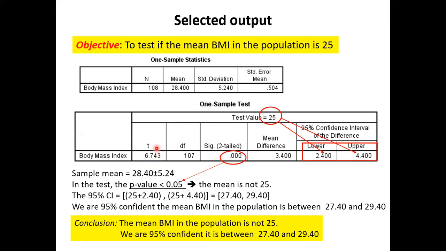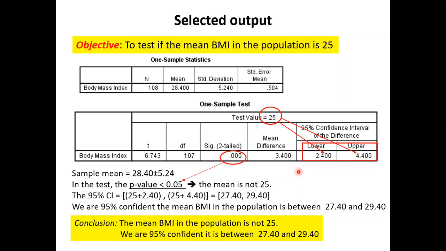Is it a big t or a small t? t starts from 0 and increases. Is t big or small? Look at the p value. Is this p value less than 0.05? Yes, less than 0.05. Therefore, these two are very much different. So we say the mean is not 25.